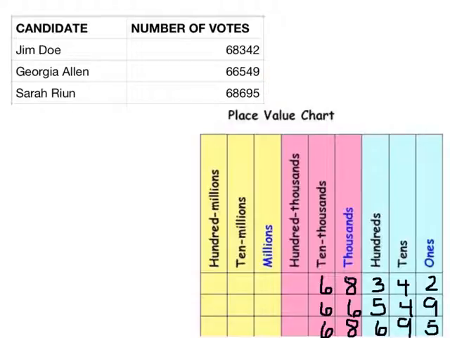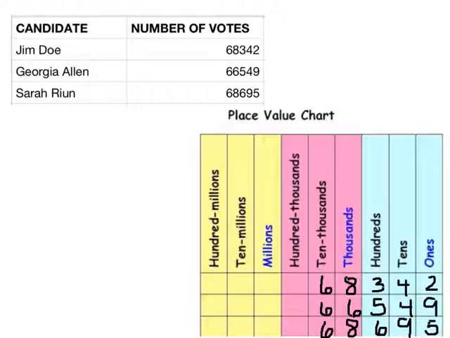Our next candidate, Georgia Allen, received 66,549 votes. We placed her number in the place value chart, and we have 66,549. Our last candidate is Sarah Ryan, and she received 68,695 votes. And at the bottom, we have placed her in the place value chart, receiving 68,695 votes.